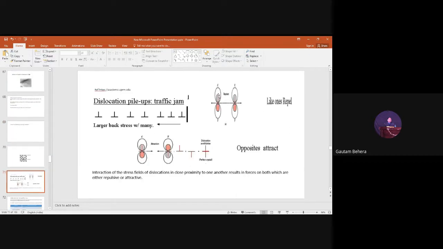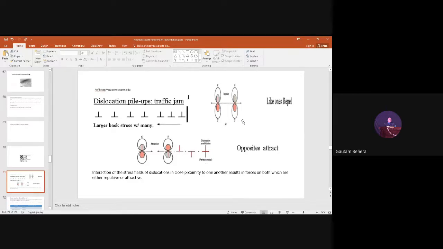So now you understand, you have to remember: same fields always repel. Here you have a compression field and a compression field at the top, so they will repel. Here also the tension field and tension field, same fields, they will repel. Same fields always repel, opposite fields always attract. If you go into the depth, why? Because same field means they have the same nature, right?